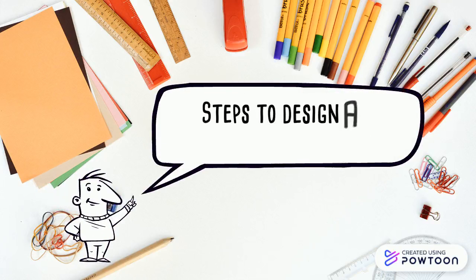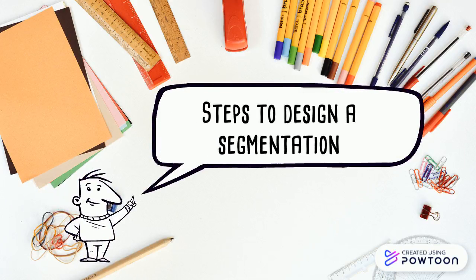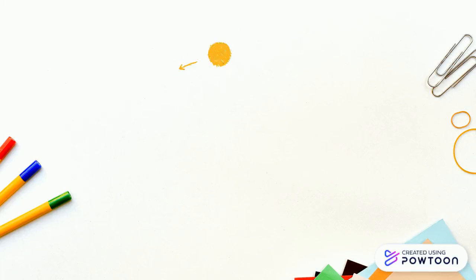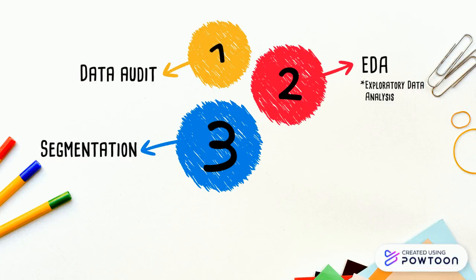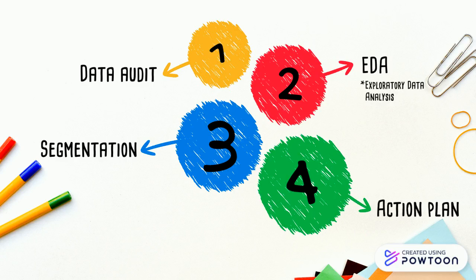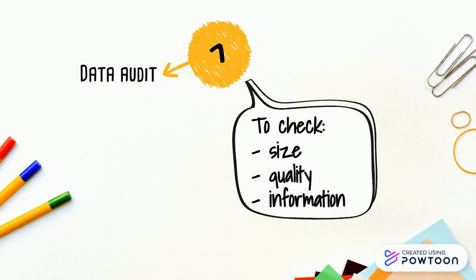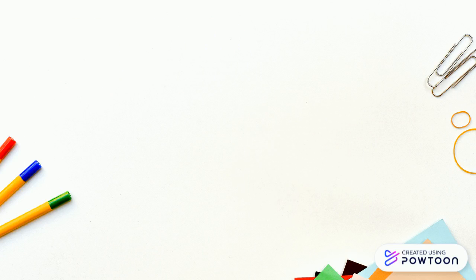This video is about main steps to design a segmentation. These steps are data audit, exploratory data analysis, segmentation, and action plan definition. The first step, data audit, is required to check if the data is adequate for segmentation purpose in terms of size, quality, and available information.